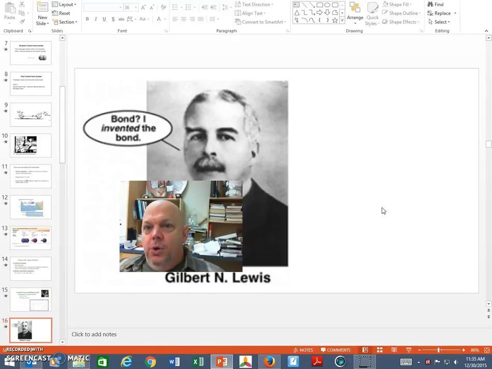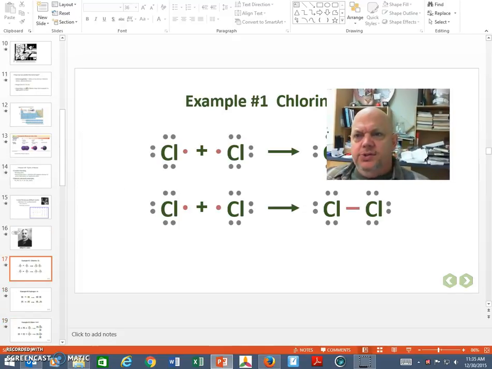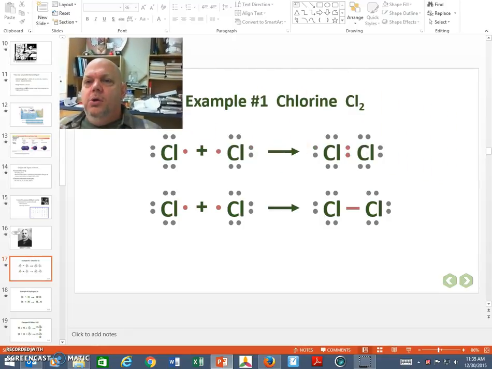So bonding, yeah, he invented it. I mean, he got a Nobel Prize in chemistry for this. I think it was back in 1948 or so. So let's take a look at example number 1. Look at chlorine, Cl₂. So here's a chlorine atom. Here's another chlorine atom. Now, chlorine normally has 7 electrons. It has an overall charge of 0.